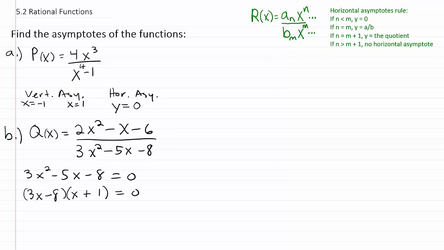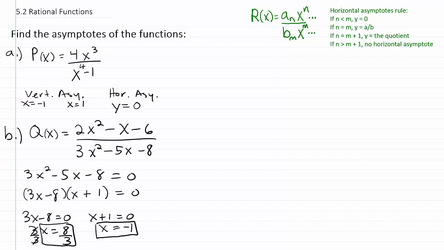Then from there, set those factors separately equal to 0. So 3x minus 8 is equal to 0, and x plus 1 is equal to 0. We get that 3x is equal to 8, and then dividing both sides by 3, we get finally that x is equal to 8/3. Remember, that's our vertical asymptote. And then from the other factor, we get x is equal to negative 1, and that is our second vertical asymptote. So this equation, just like the last one, has two vertical asymptotes.